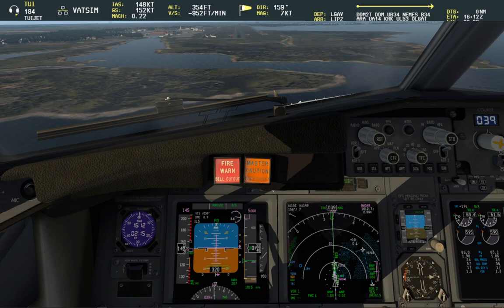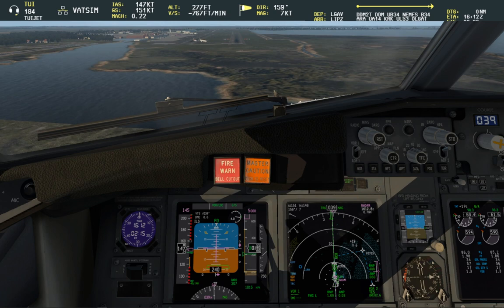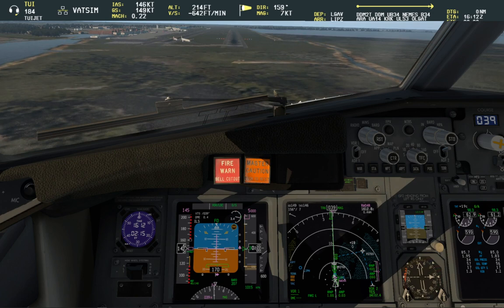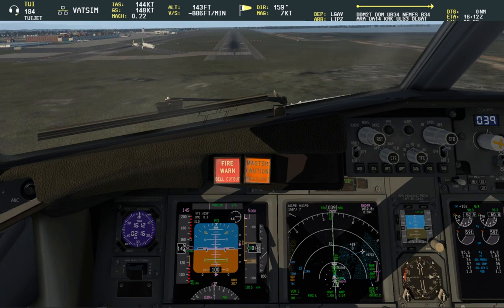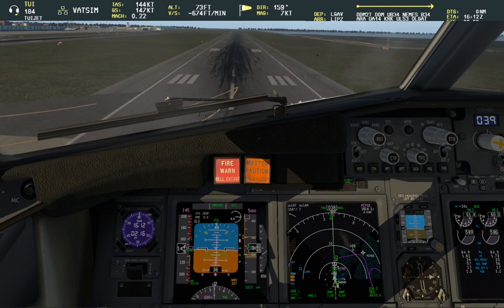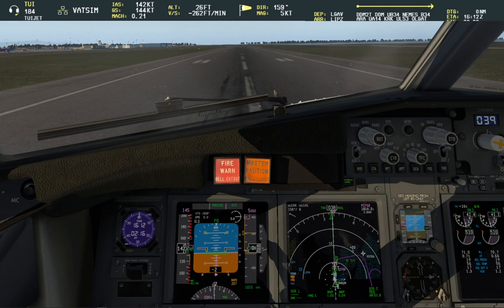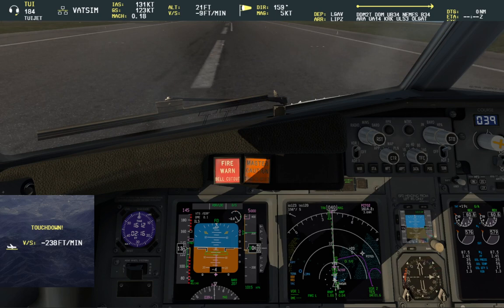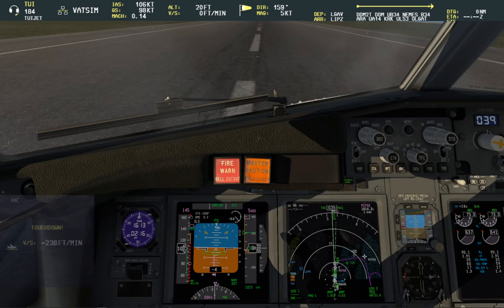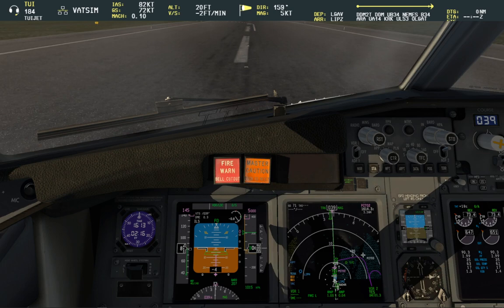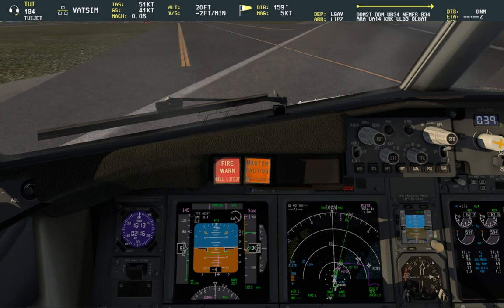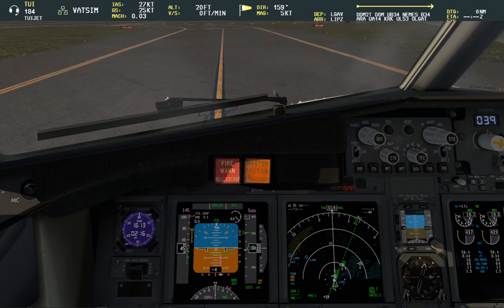Approaching minimums. Also, clear to land, all checklists completed. Yeah, the latest version of the DC-6 that I'm using here handles much better than the previous ones. 50, 40, 30, 20, 10. And reverse. Pedal reverse.